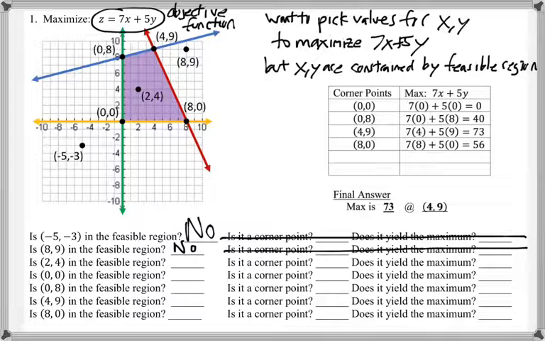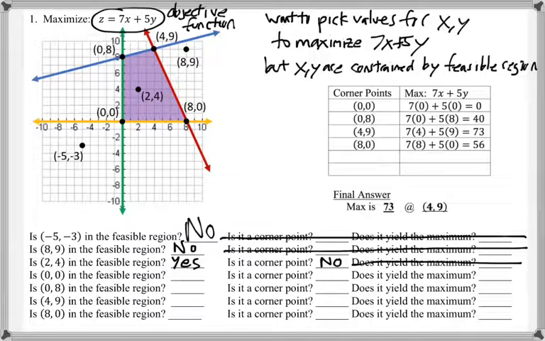Is (2, 4) in the feasible region? Yes, it is. So it's in the shading. Is it a corner point? The answer is no. So even though it works within all of the original inequalities, so even though it's within the feasible region, because it's not a corner point, it's not going to give us the maximum value. So we do not care about it.